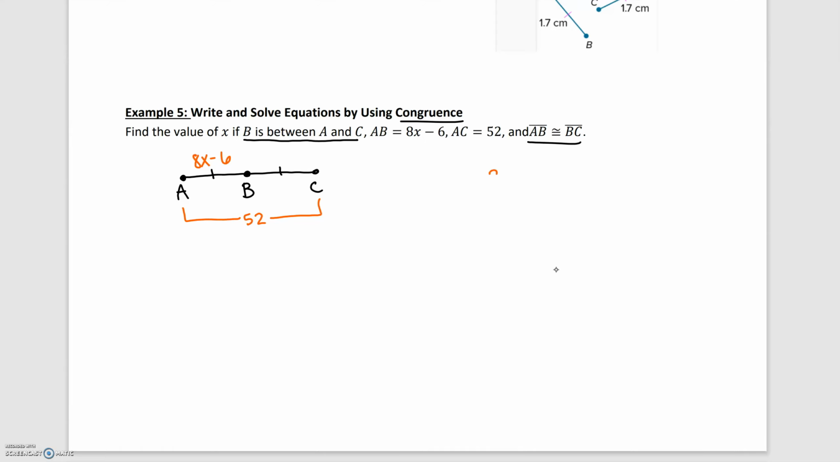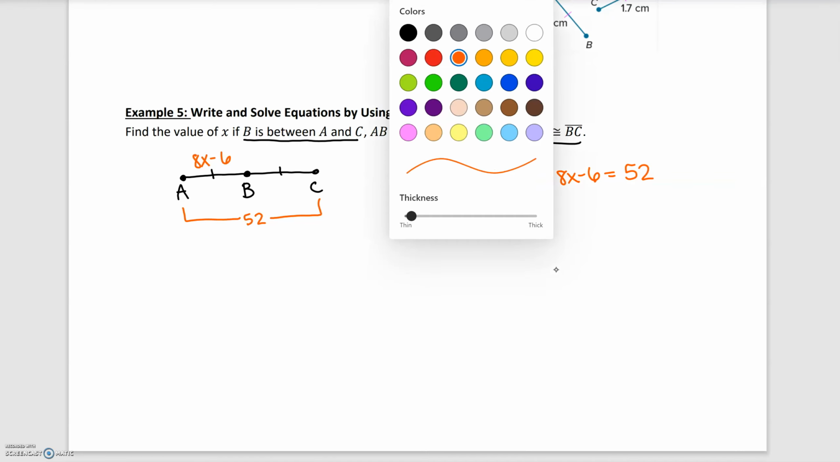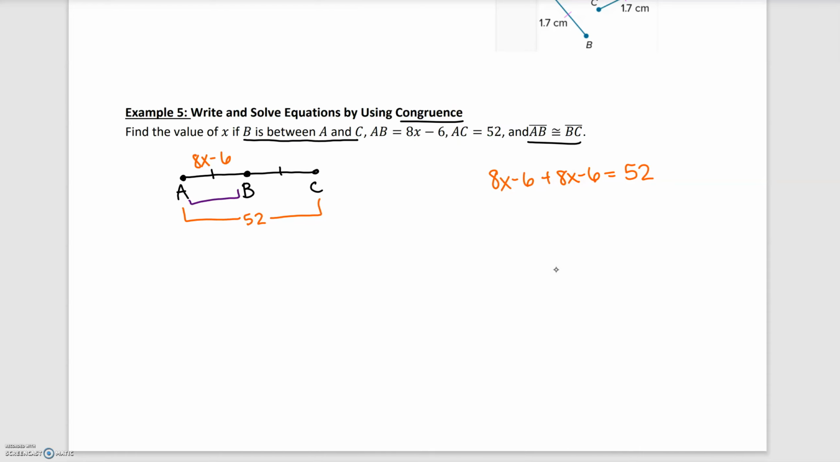So you can actually do 8x minus 6 plus another 8x minus 6, since we have this being equals 52, and solve it that way. There is an alternative way. You can also think of this as being half of 52, so you could take your 8x minus 6 and set it equal to half of 52 and solve that way if half is easily done. And so either answer, either way that you solve it, should get you the correct answer for x.